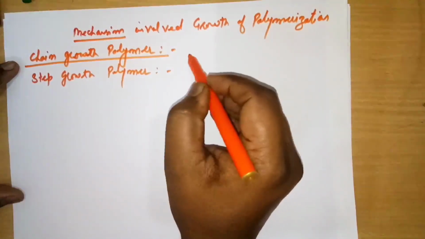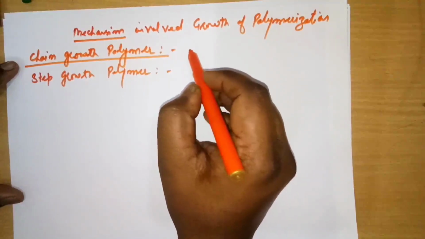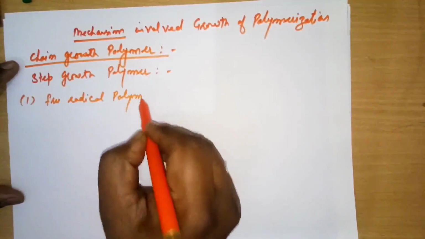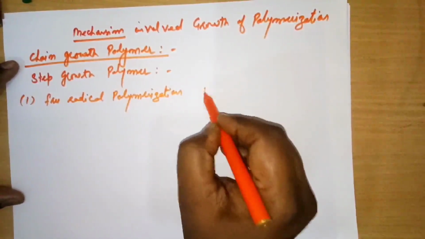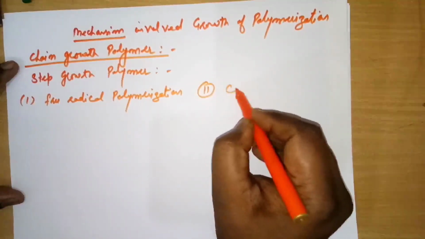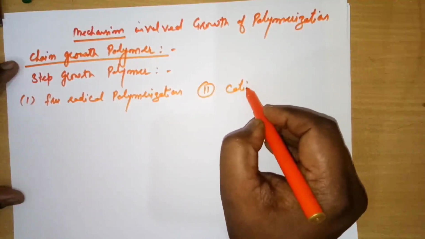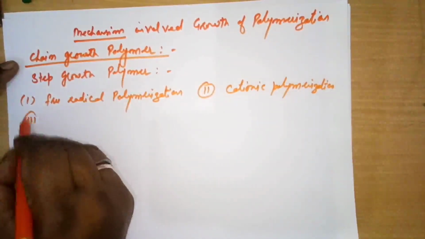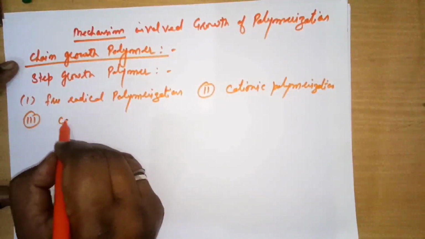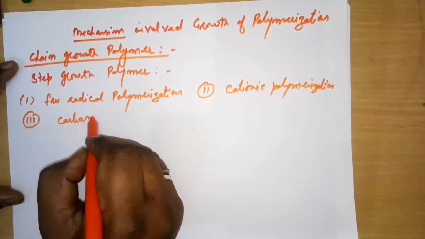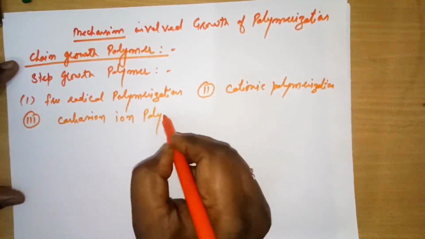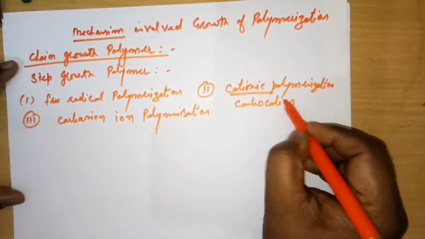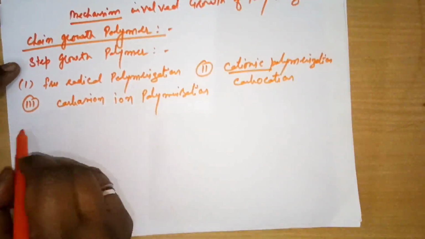These chain growth polymers proceed through three types of mechanism. First is free radical polymerization mechanism. Second is cationic polymerization. And third is anionic polymerization, carbanion polymerization. Cationic polymerization is also called carbocation polymerization. First, we will discuss free radical polymerization.